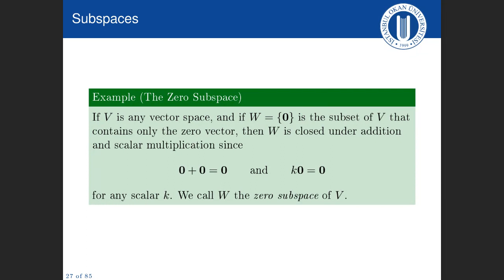For example, if V is any vector space, and if W is the set containing only the 0 vector, then W is closed under scalar multiplication and addition because 0 vector plus 0 vector is 0 vector, and K multiplied by 0 vector is equal to 0 vector. And that's it. That's all we need to check. That proves that W is itself a vector space, so therefore W is a subspace of V.